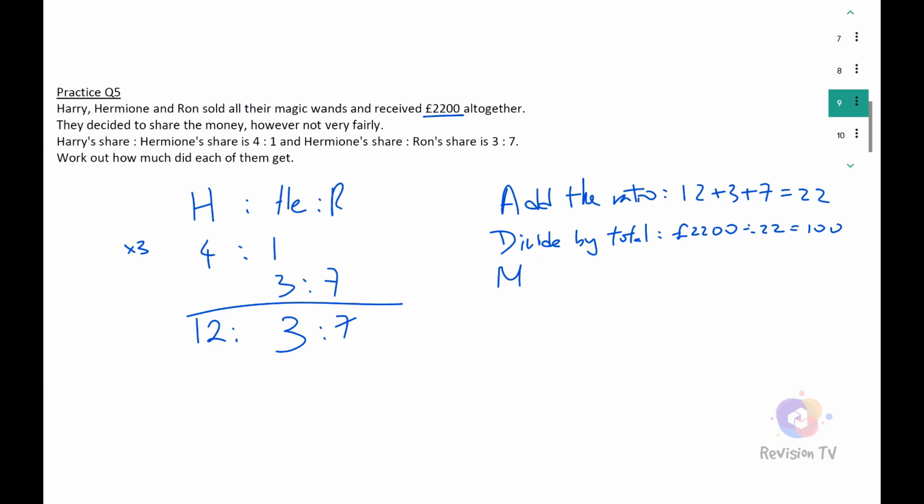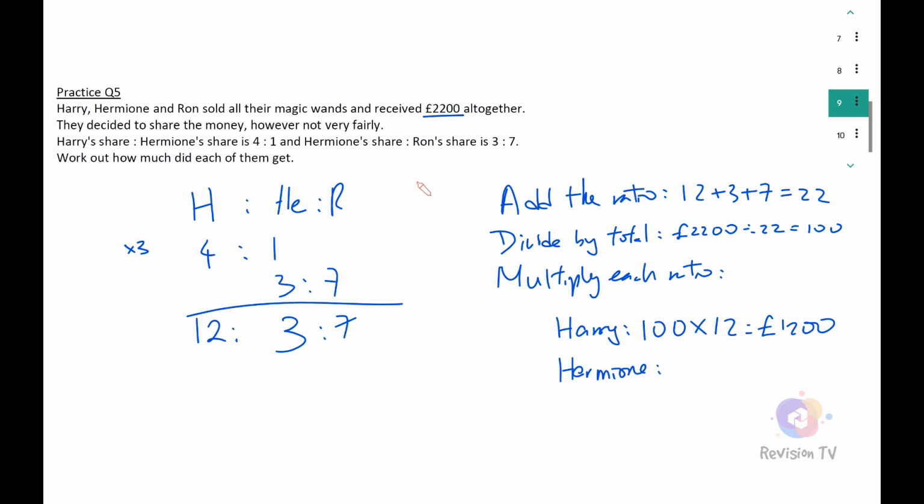M, you guessed it, multiply. So multiply each ratio. For Harry, his amount is 12 parts. Of course, Harry is the main character, so of course he will get more. 100 times 12 is £1,200. For Hermione, she only got 3 parts, so £100 times 3, which is £300. And Ron is £100 times 7, which is £700. So that's the amount they each get.